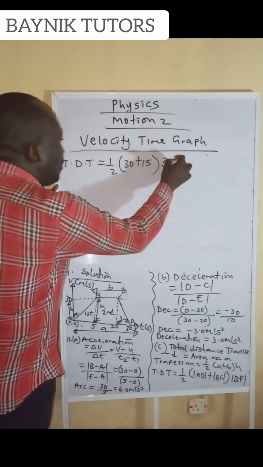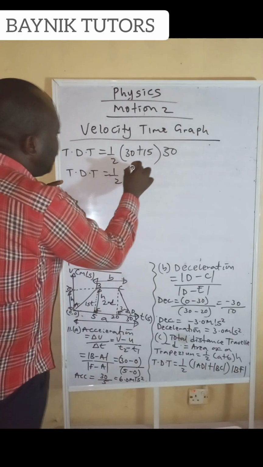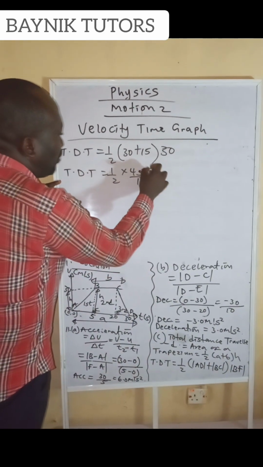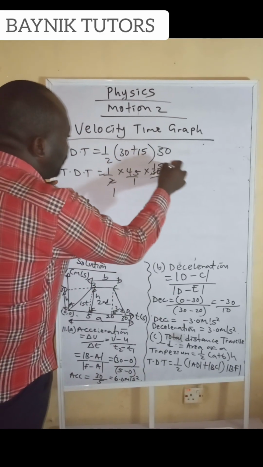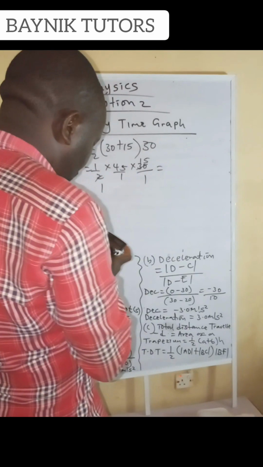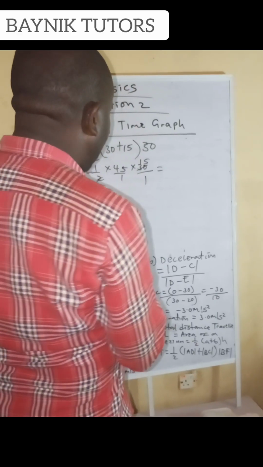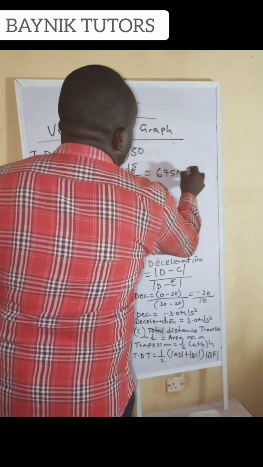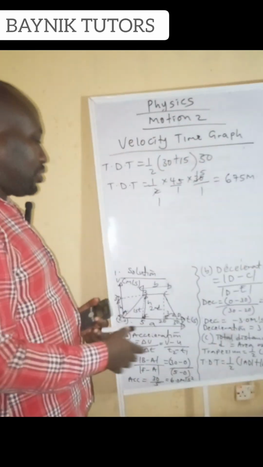That's 30. So my total distance traveled is equal to half times 45, over 1, multiplied by 30 over 1. So 2 here 1, 2 here 15. So we will now do 45 times 15. That will be 675 meter. So our total distance is 675 meter. And that was all. So it's very simple as ABC.